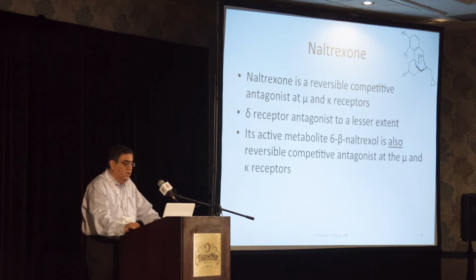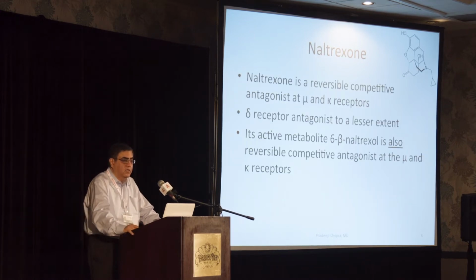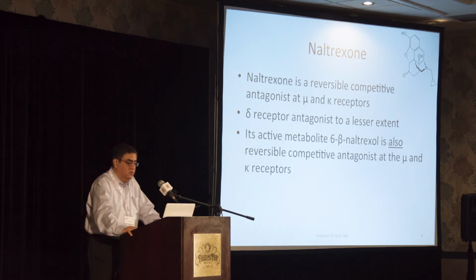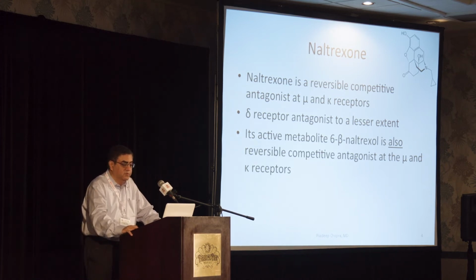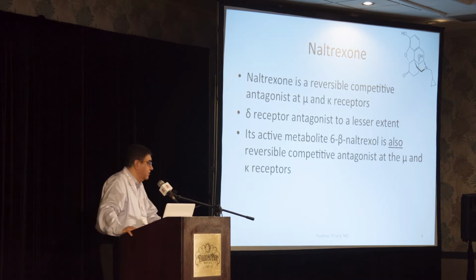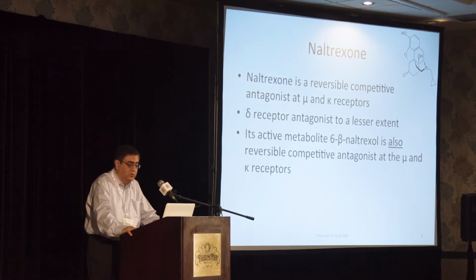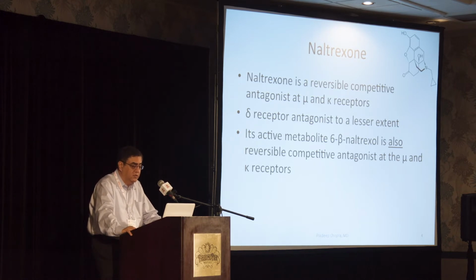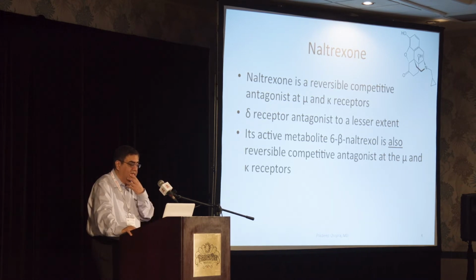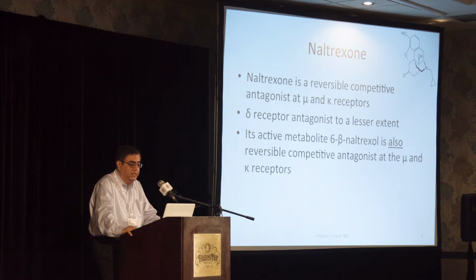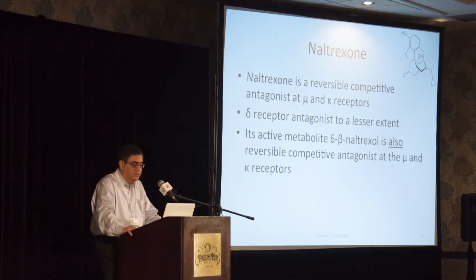So the drug we're talking about today is called naltrexone. Naltrexone is an old drug. It was approved about 30 years ago by the FDA for the treatment of alcohol and heroin addiction. But this is not what we are going to talk about today. We are going to talk more about its use in a very low dose, and hence called LDN, or low-dose naltrexone. Naltrexone is a reversible competitive antagonist of the mu and kappa receptors.